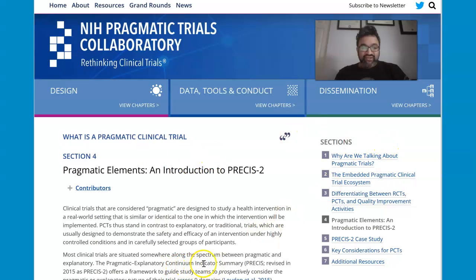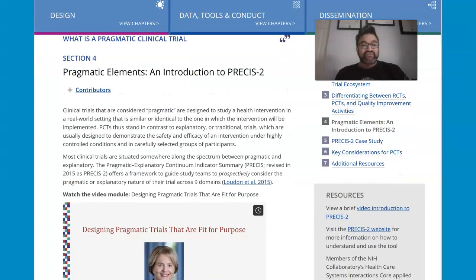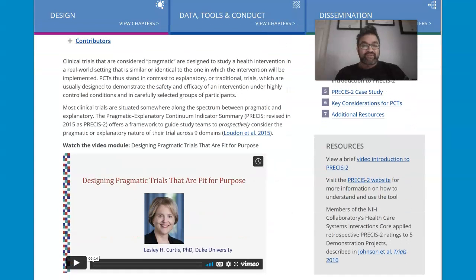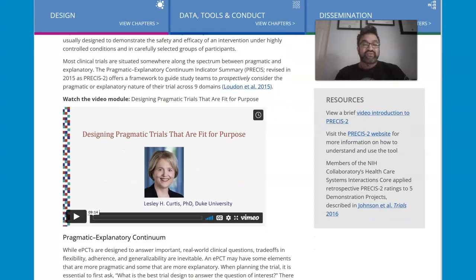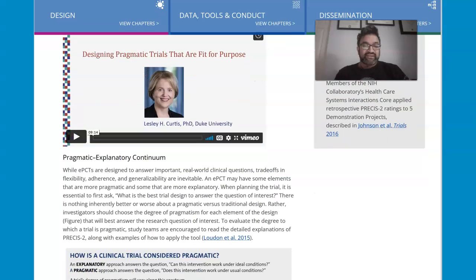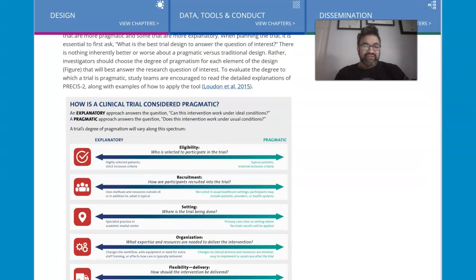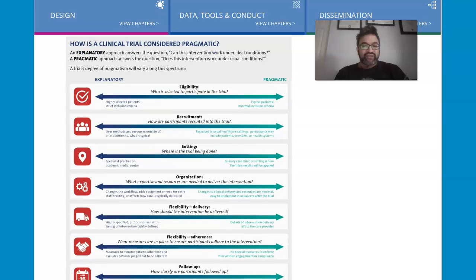The PRECIS-2 tool is the Pragmatic Explanatory Continuum Indicator Summary, and it was revised in 2015. It offers a framework to guide study teams to prospectively consider the pragmatic or explanatory nature of their trial across 9 domains. So this is another 9-minute video, but it's really interesting because the 9 domains have been laid out one by one in an important manner.